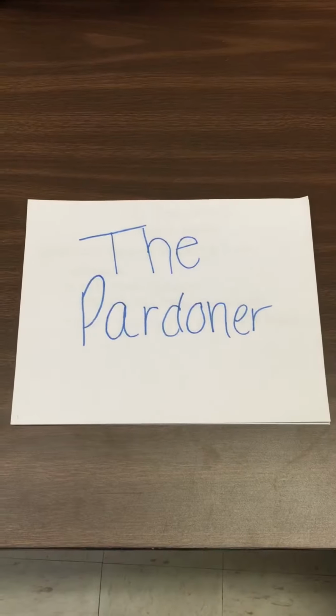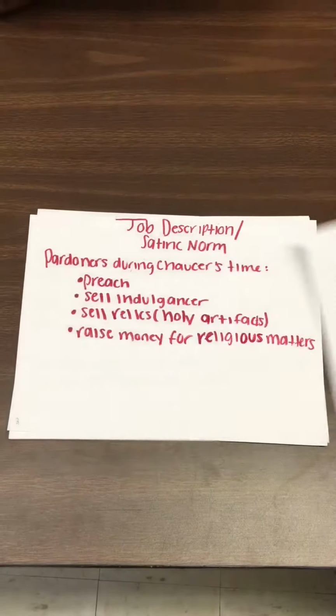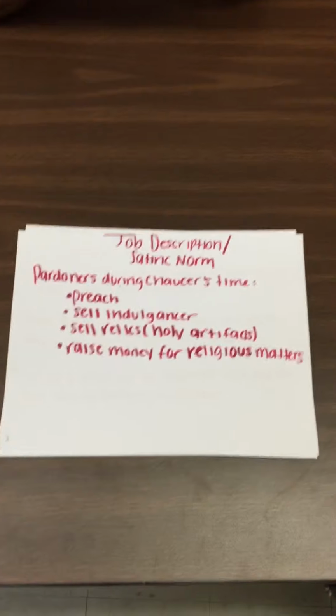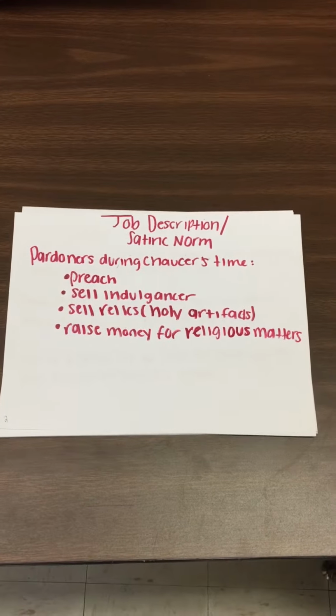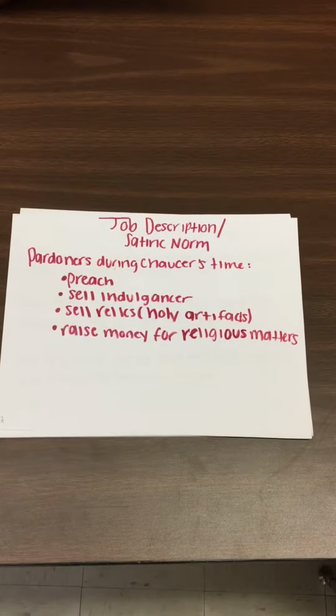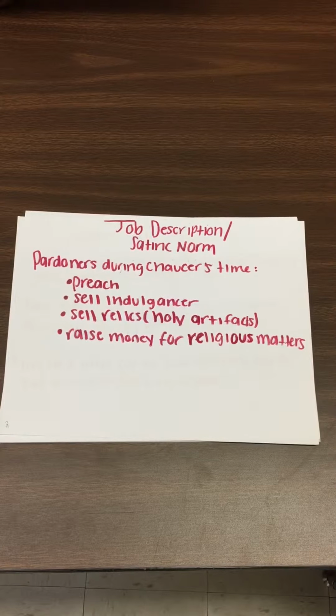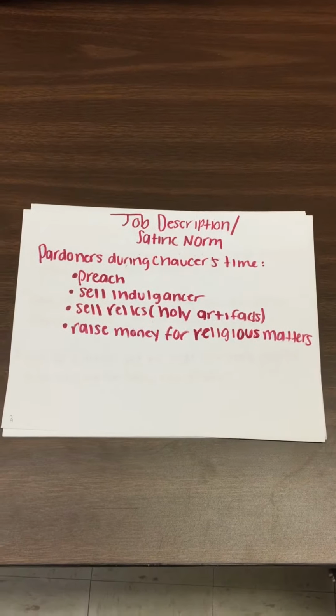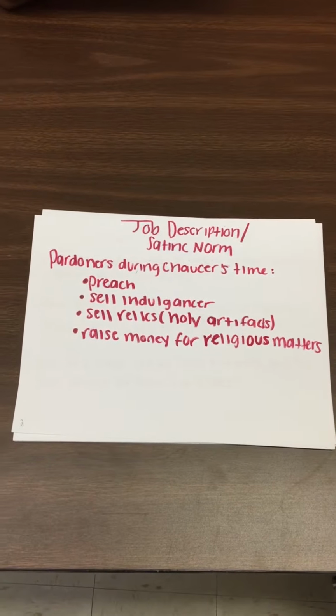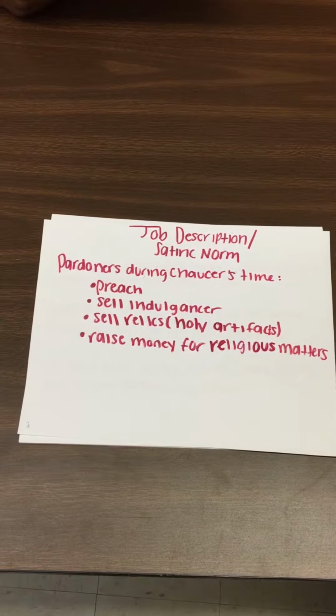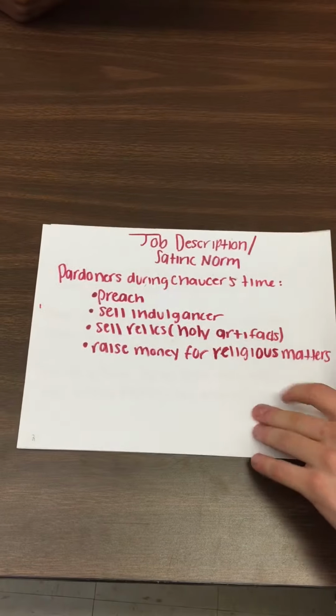This is the description of the Pardoner in the Canterbury Tales prologue. During Chaucer's time, the satiric gnome of a Pardoner was a medieval preacher delegated to raise money for religious works by soliciting, offering, and granting indulgences. Indulgences are religious items sold by the church. Examples of these items are things like relics that are made by the Christian church.